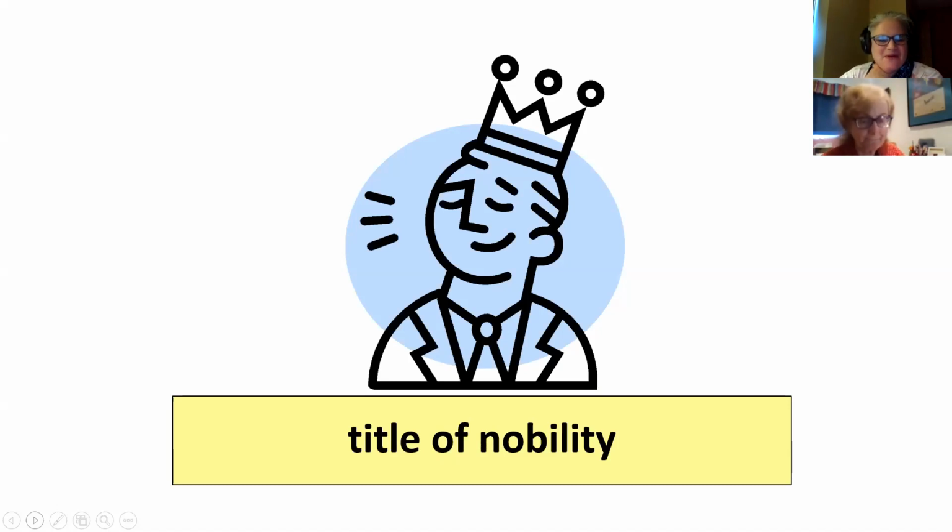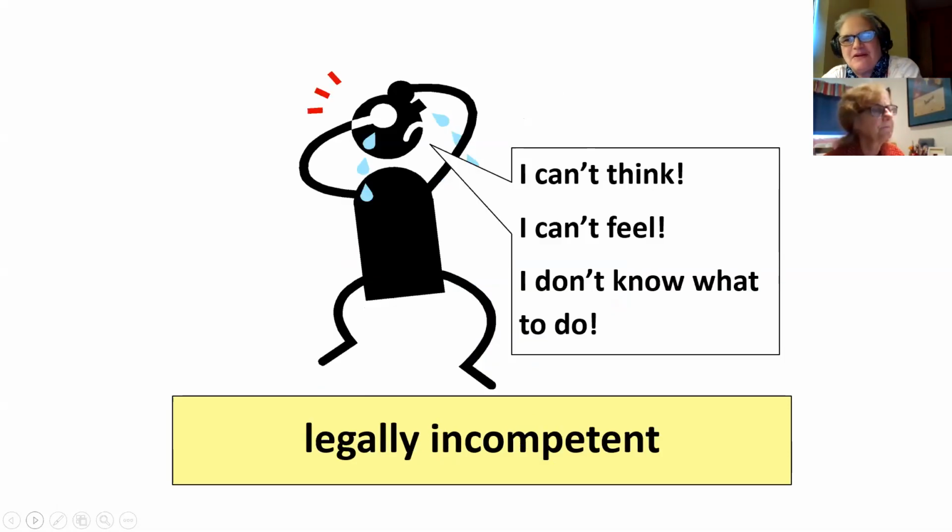Exactly right. Okay. Have you ever been declared legally incompetent? No, I haven't. But legally incompetent, I think my definition is a person who is mentally ill, who cannot make decisions for themselves. So here I basically added that they can't think, they can't feel, they don't know what to do. They're constantly confused. So some people with Alzheimer's have this problem. Some people who are addicted to drugs can't make these kind of decisions. If you're really sick, you can't make these good life decisions.